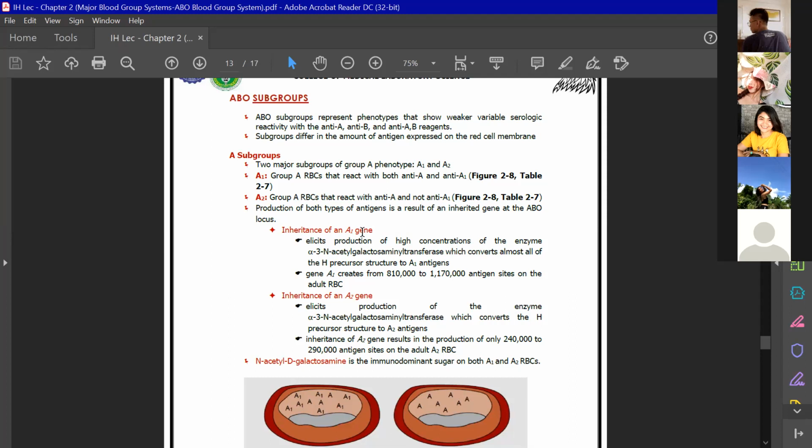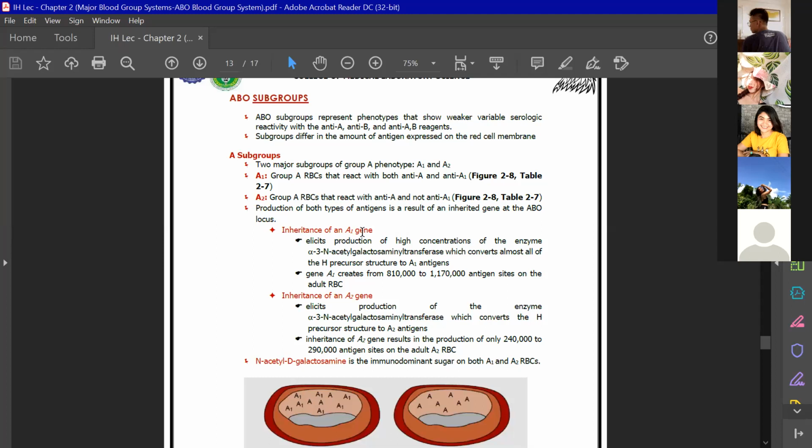Under your blood type A phenotype, we have two major subgroups, your A1 and your A2. Your A1 phenotype are group A red blood cells that react with both your anti-A reagent and your anti-A1 reagent. Your A2 are group A red blood cells that react with your anti-A only.